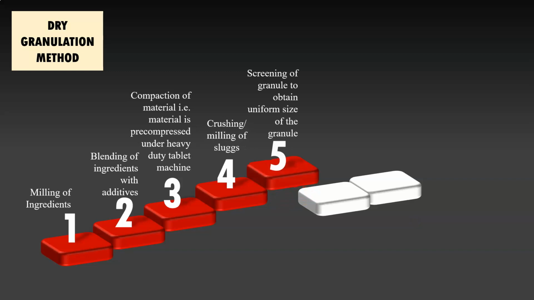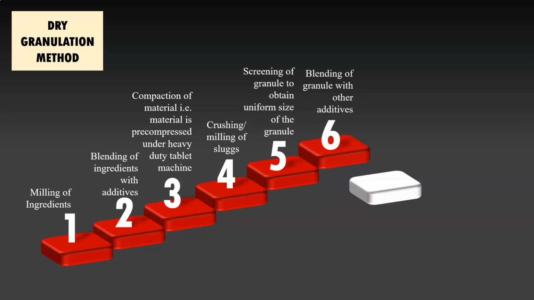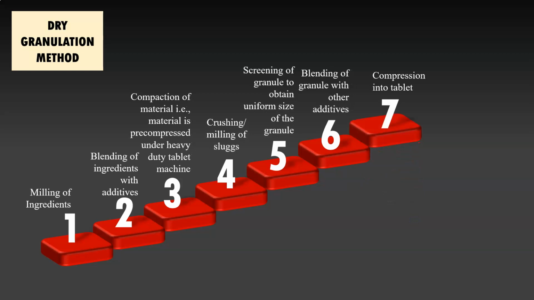Then the next step is screening of granules to obtain uniform size of granules. Then the next step is blending of granules with other additives. Then the next step is compression into the tablet. Now the main difference between the dry granulation method and wet granulation method is, in wet granulation method there is use of binder solution, whereas the binder solution is not used in dry granulation method.